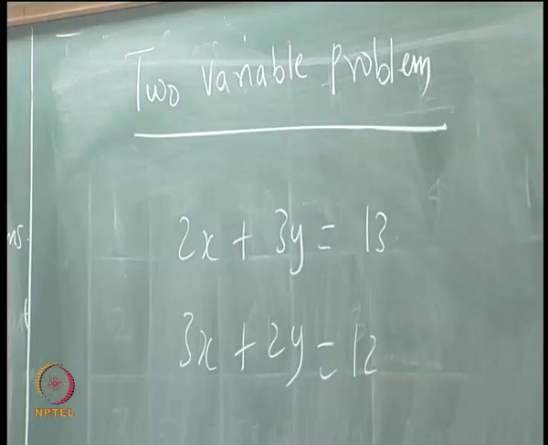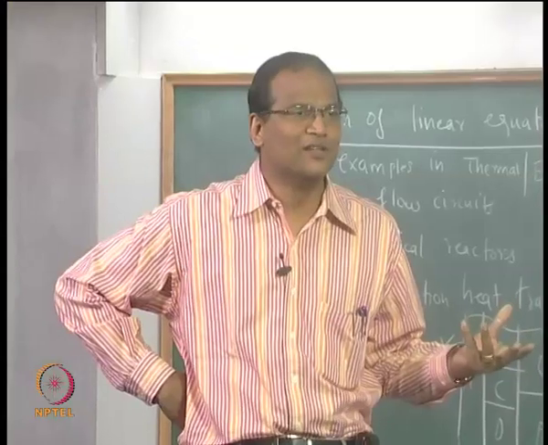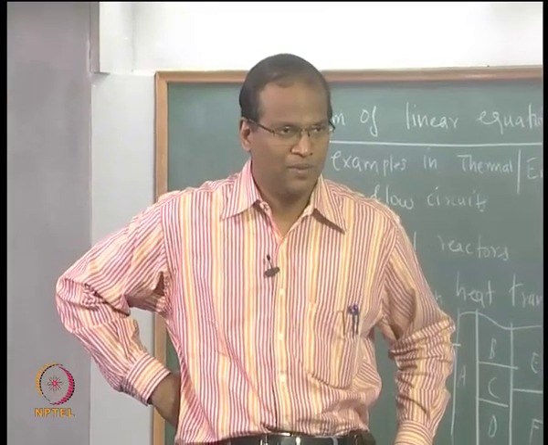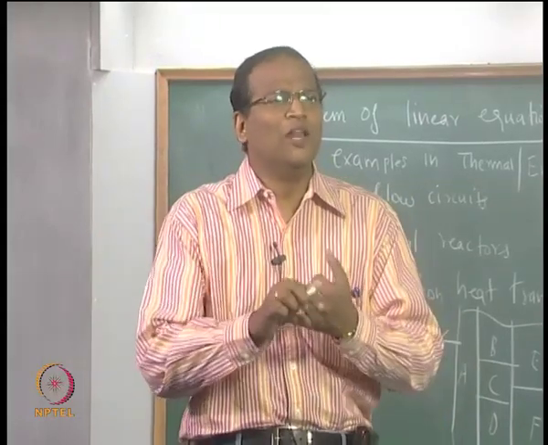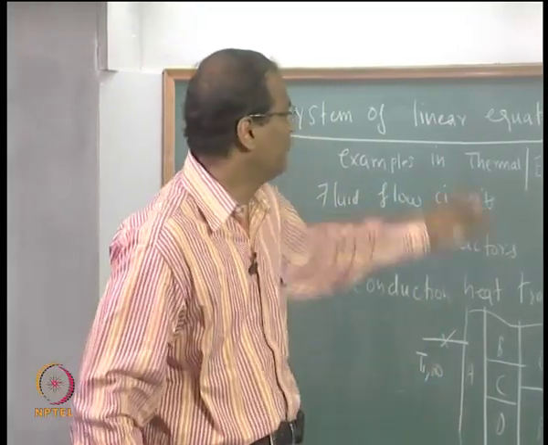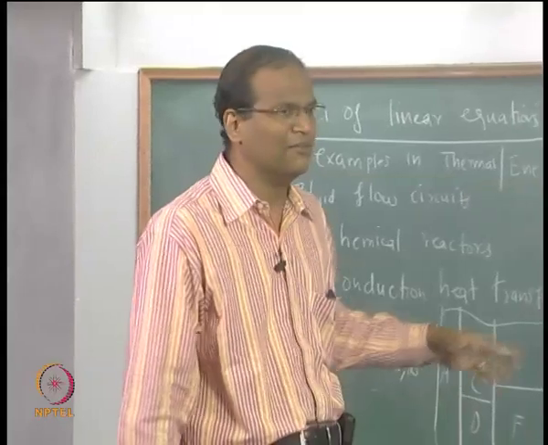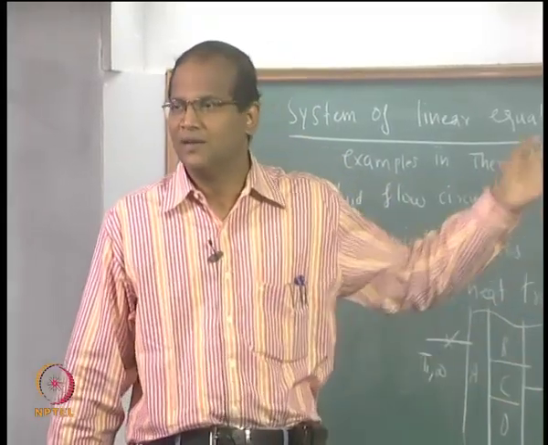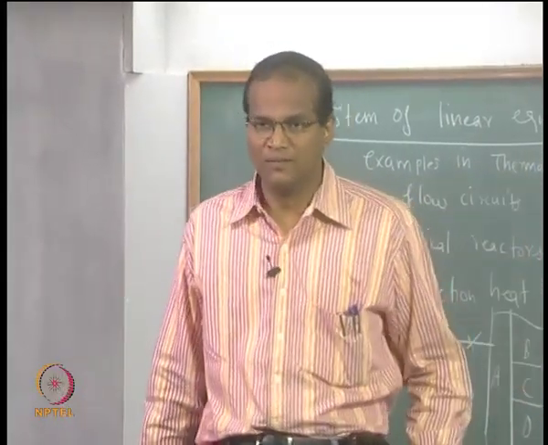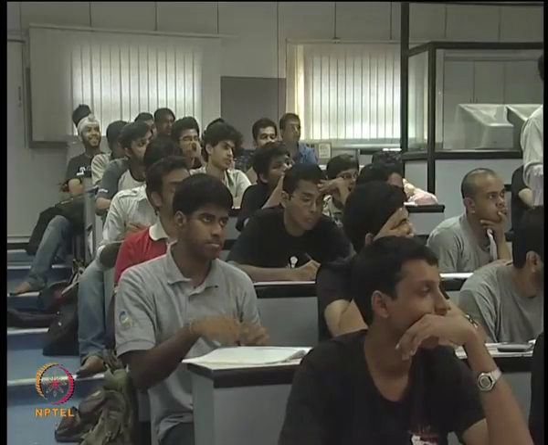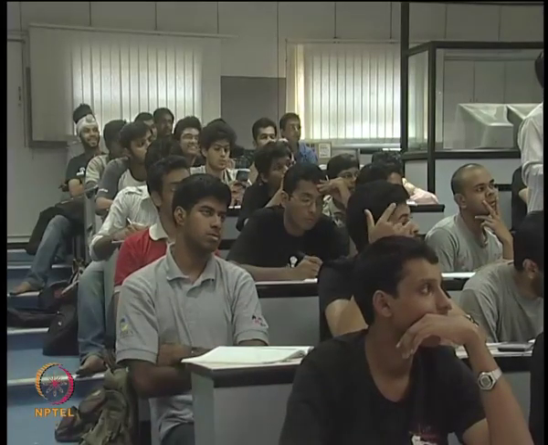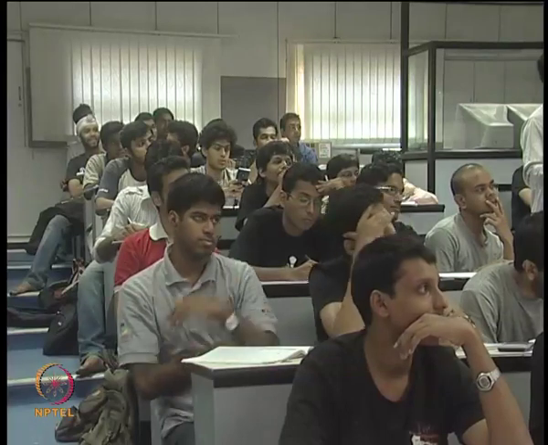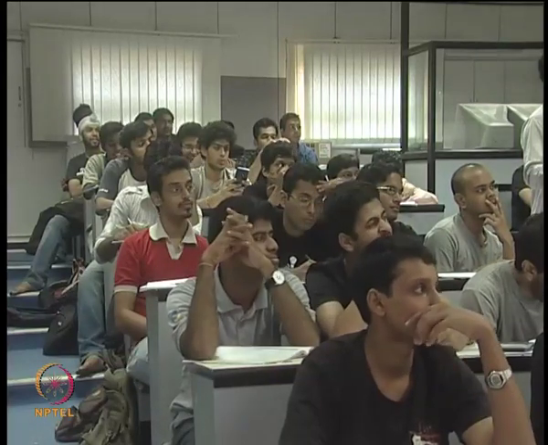How many ways are there to solve the system? You can do elimination. You can use substitution. From the first equation you can take 3y is equal to 13 minus 2x, put it in the next equation and solve. Method number 1. Method number 2, matrix, you can solve using matrix. Method number 3, you can solve graphically.